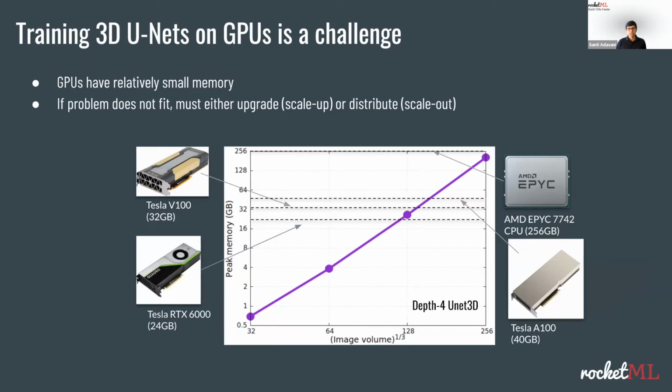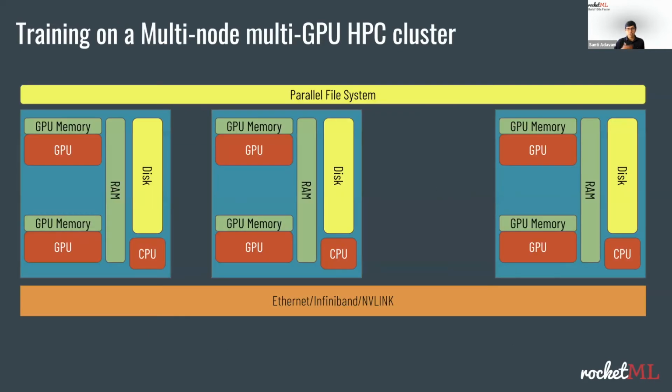The plot I have here is peak memory consumption with respect to the volume itself. So for example, starting from 32 cube, for a given network, by fixing all the other parameters, I can show that after 128 cube input volume, none of the GPUs can take in even a single data point, right? And when you have that kind of a large memory problem, you need to scale out.